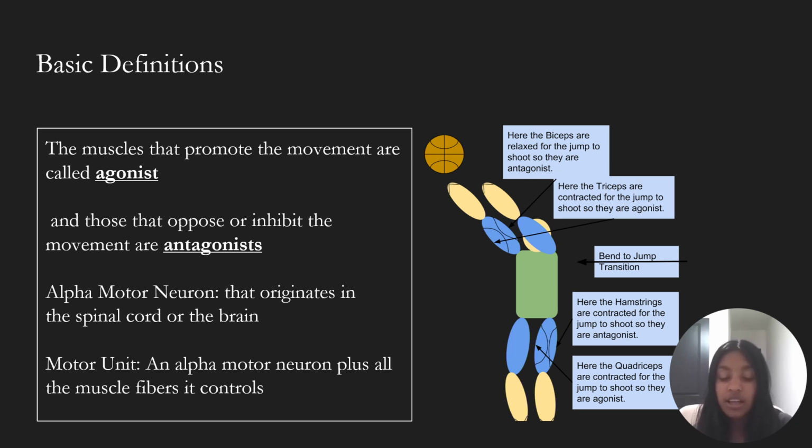And in a second example, in this image are the hamstrings and quadriceps. So the hamstrings in this image are the antagonists and the quadriceps are the agonists.